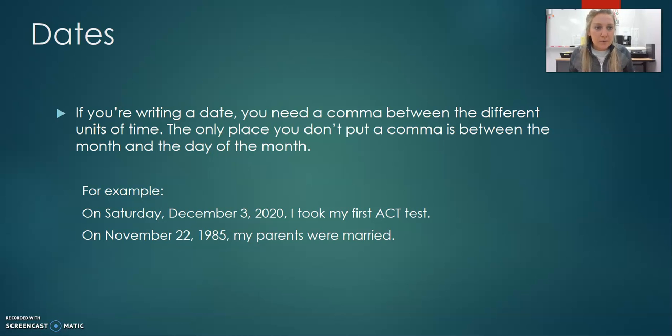So Saturday and December, there's a comma in between both. December and 3, you don't put a comma between those two things. That's the only thing you don't put a comma between, is the month and then the day of the month. That stays together. But then the year after the day, comma, okay? And then a comma after it if it doesn't end the sentence and there's more to the sentence, right? Like if you said, I took my ACT test on Saturday, comma, December 3rd, comma, 2020, period at the end, obviously, because you're not connecting it to any other part of the sentence, right? On November 22nd, comma, 1985, comma, my parents were married.